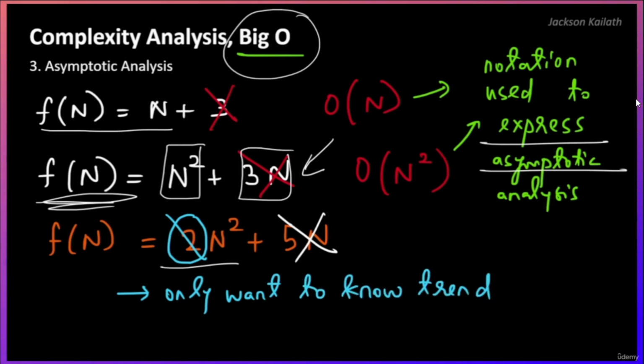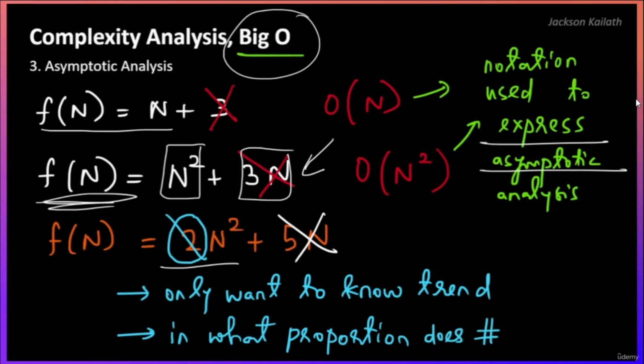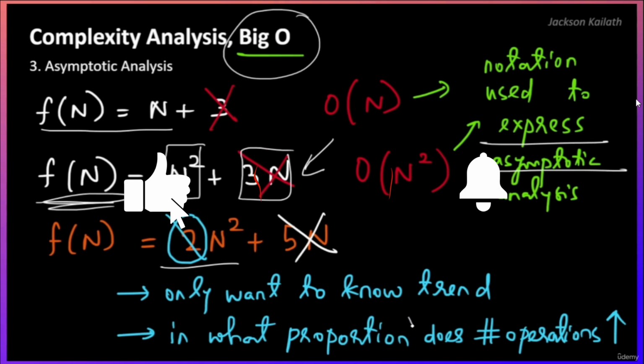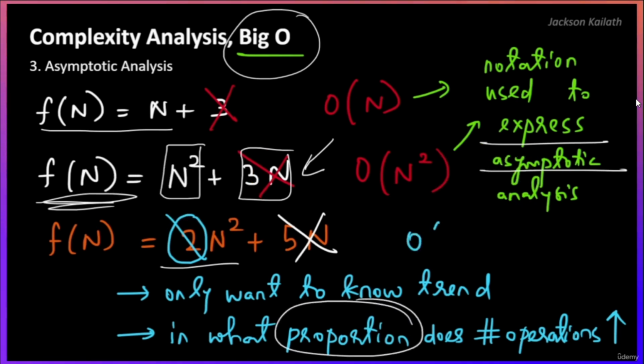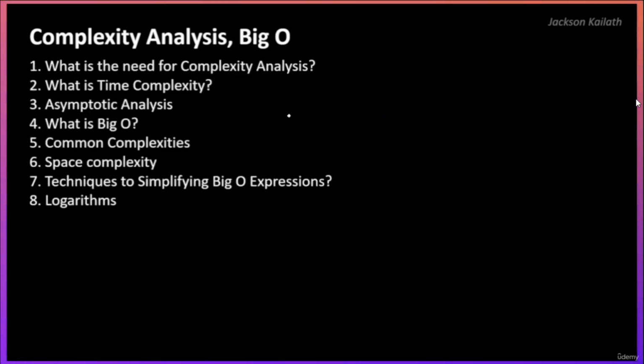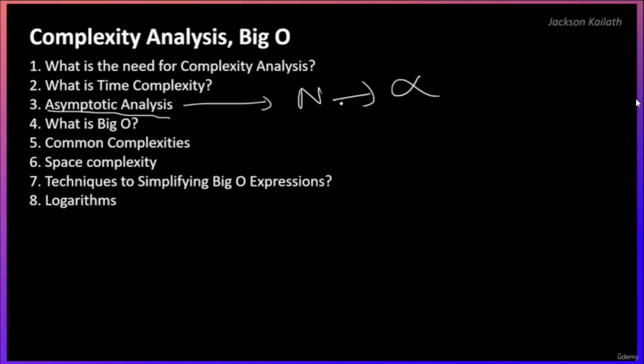All right, so we want to know in what proportion the number of operations increases when the input size increases, and we can say that the proportion of increase is going to be of the order of n square, or O of n square. So that's why we can say that the time complexity of this algorithm, if this is the relationship between the input size and the number of operations to be done, is going to be O of n square. So we have understood what asymptotic analysis is. It's checking what the function becomes when n is tending to infinity or when n becomes very large.